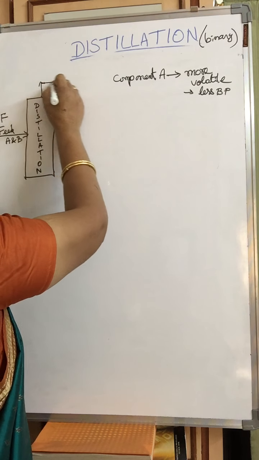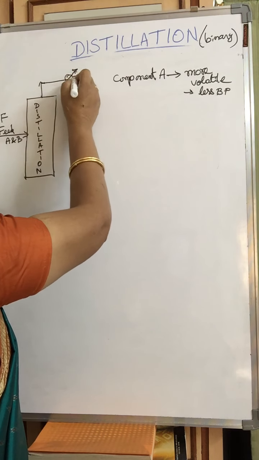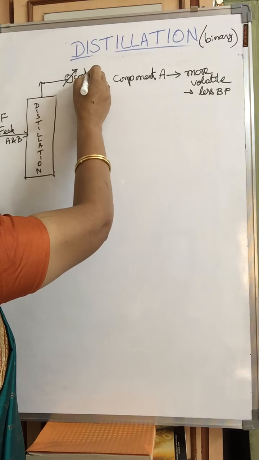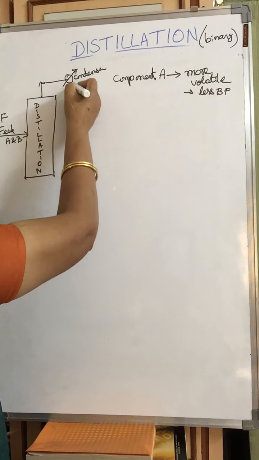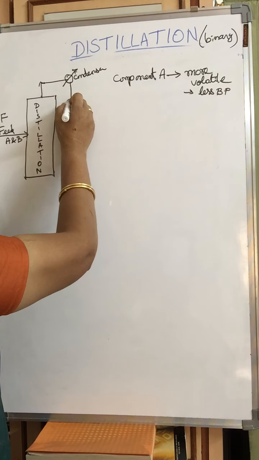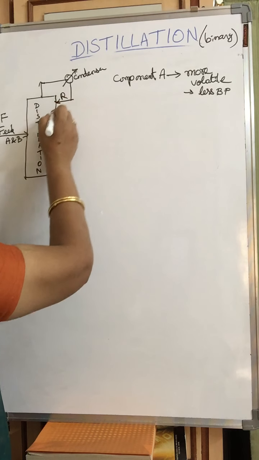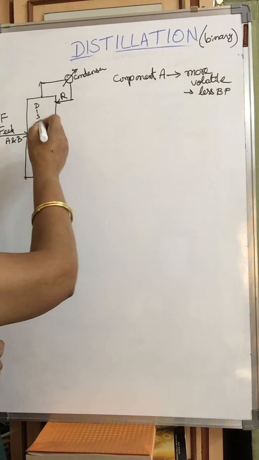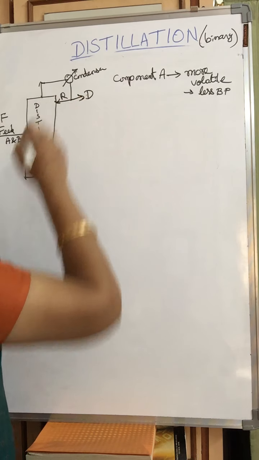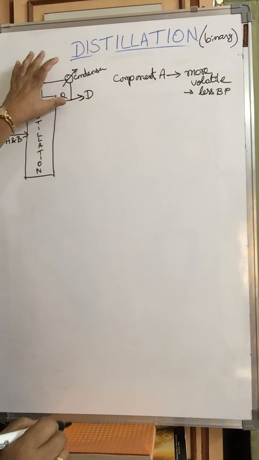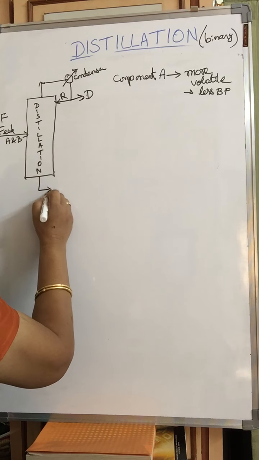After the vapor is formed, we send it to the condenser. From the condenser you will get the product in liquid form, and a part of the product is sent back to the distillation column as reflux, and the rest is withdrawn as product D. This is what happens to the top product. Now we get the bottom product here.